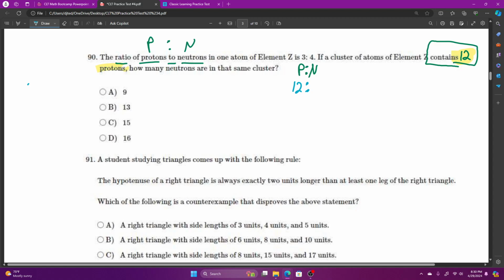How many neutrons are in that same cluster? So we're going to take, thanks Alexa for letting me know to walk the dog. We'll walk her soon. How many neutrons are in that same cluster?